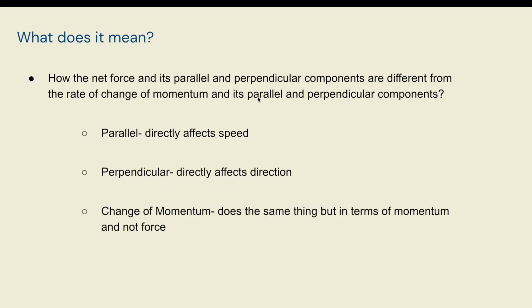So what does it mean? How are the net force and its parallel and perpendicular components different from the rate of change of momentum and its parallel and perpendicular components? For parallel, it directly affects the speed. So when an object has a parallel component, it directly affects the speed. For perpendicular, it's changing the direction of the object. And for change of momentum, it does the same thing for both of these, but in terms of momentum and not force.